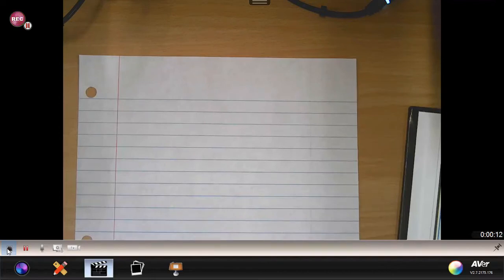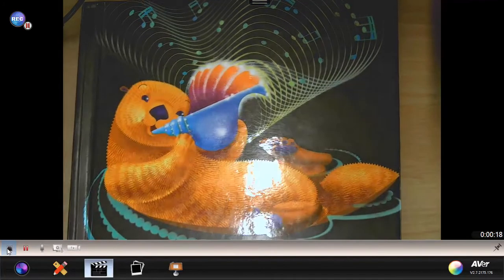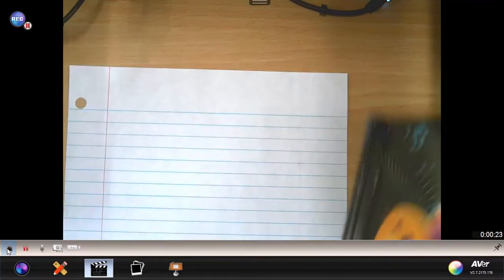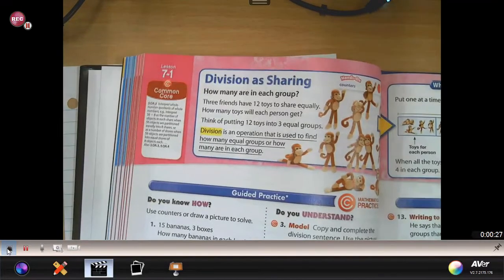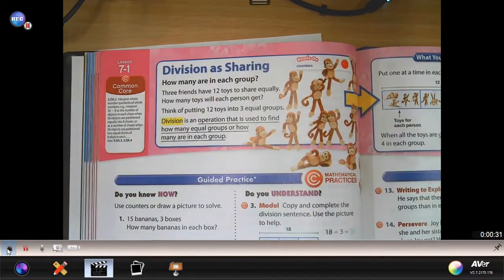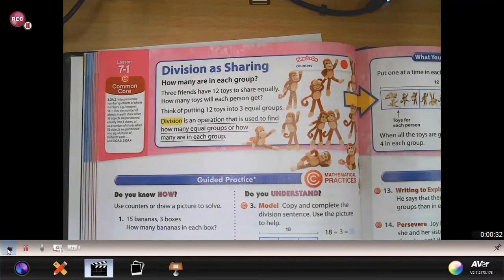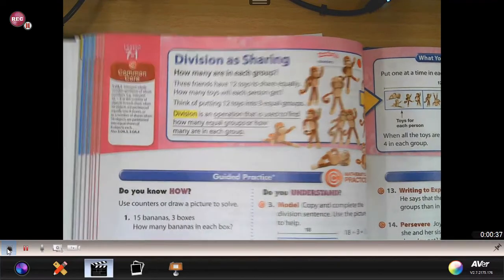So, we're looking in our Envisions hardback book. This is your Envisions hardback book. We are going to open to page 172 and 173 in your hardback book. You will notice that the lesson is on division as sharing. So, again, this is page 172 and 173.